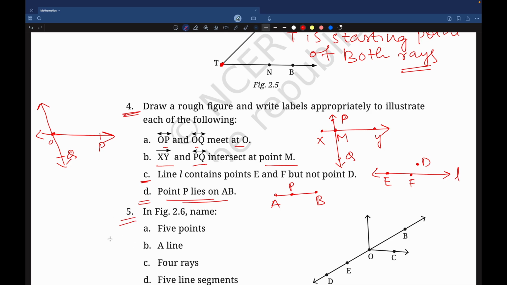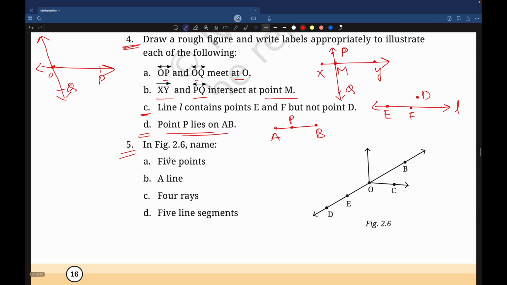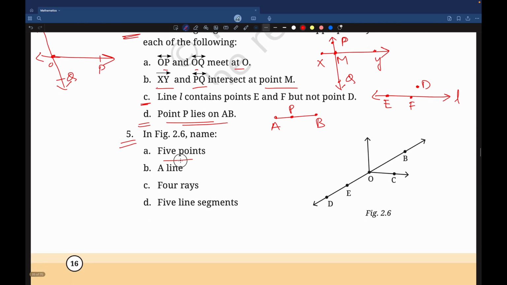Question number 5. In figure 2.6, name 5 points. Points are D, E, O, C and B. Line. Line is DB. DB is a line. Then next question.